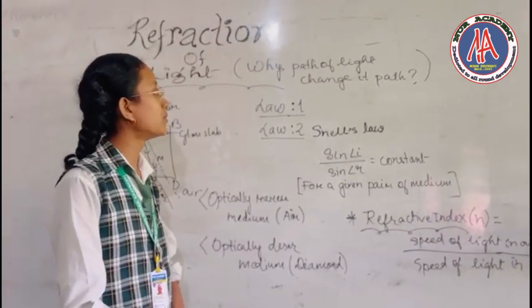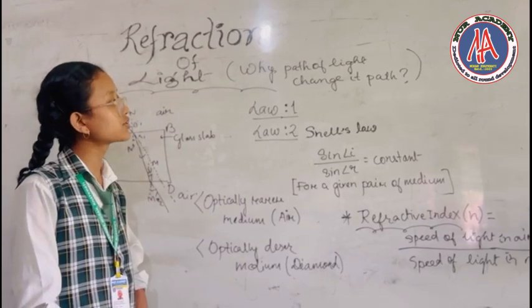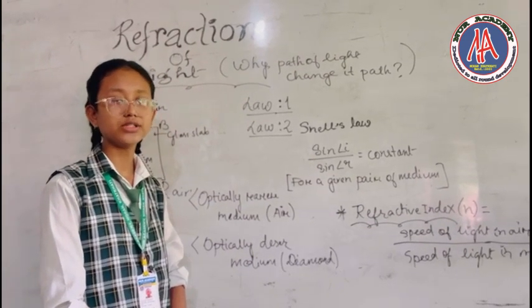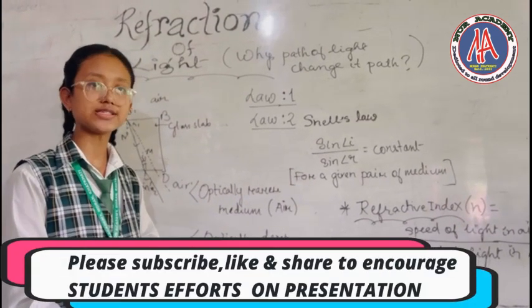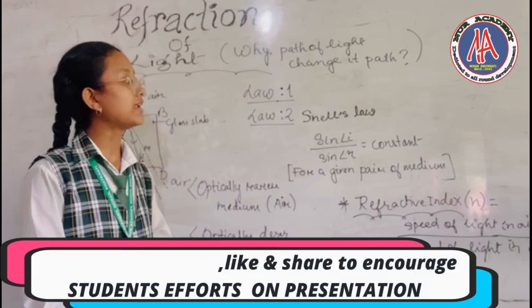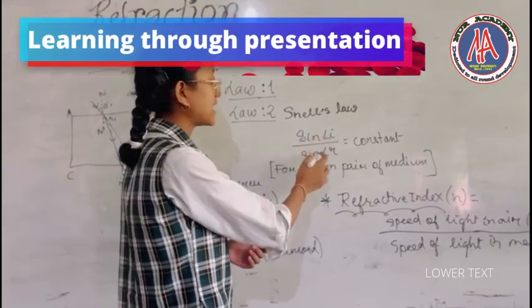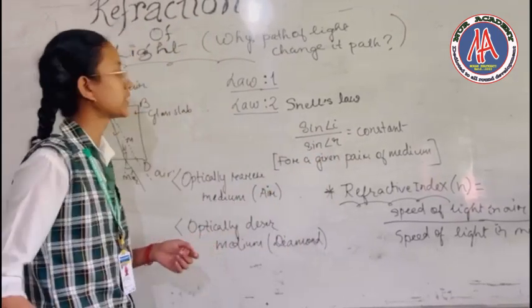Now, I will tell you about what are the two laws of refraction. There are two laws of refraction of light. Number one: the incident ray, the refracted ray and the normal to the interface of two transparent media at the point of incidence all lie in the same plane. And the second one is Snell's law, that is sine of angle of incidence by sine of angle of refraction is equal to a constant for a given pair of media.